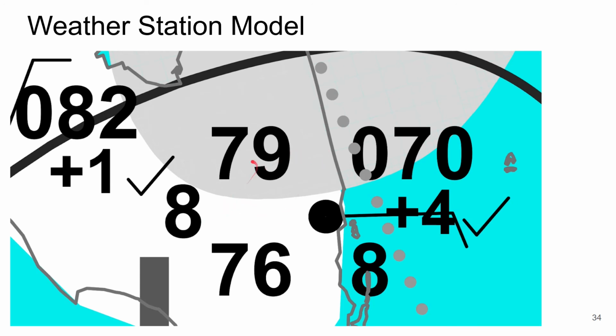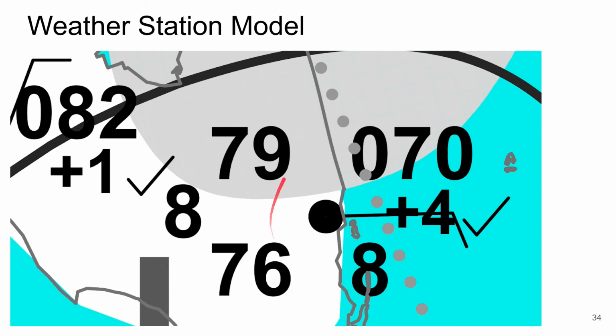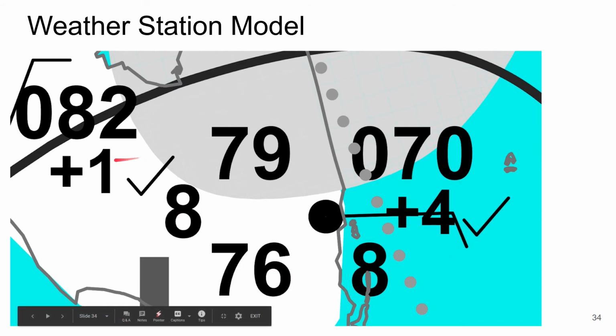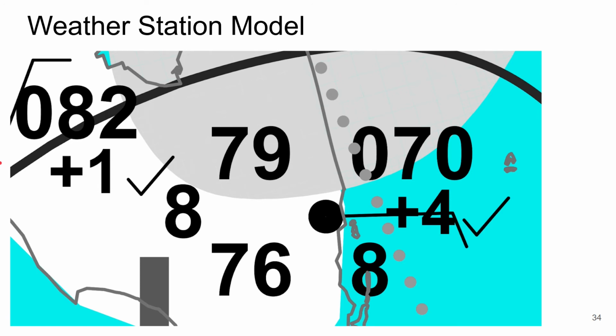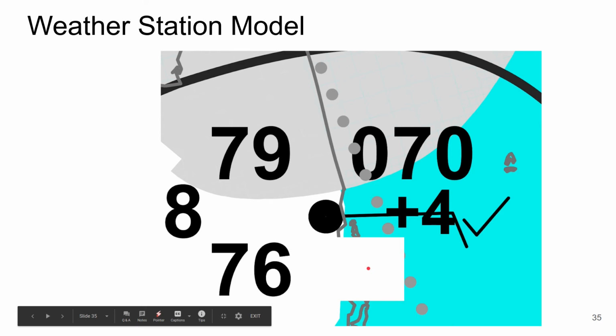So here we've got the 79, the 70, the +4, the weird check mark, the 8, the 76, and the other 8. Those are for this weather station. This check mark, the +1, the 82, that's for another weather station that we can't see the rest of. So let's go through and attempt to decode this. Yeah, I don't care about that, it's from another weather station. I'm not going to ask you about that.